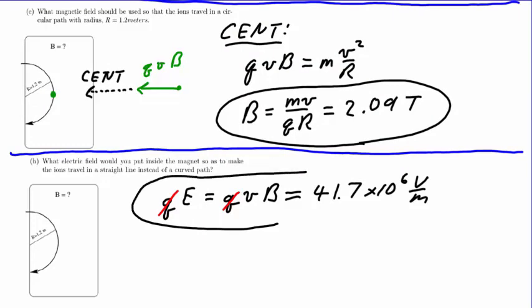And that ends our analysis of a mass spectrometer.